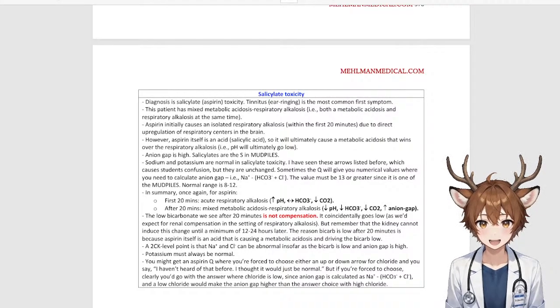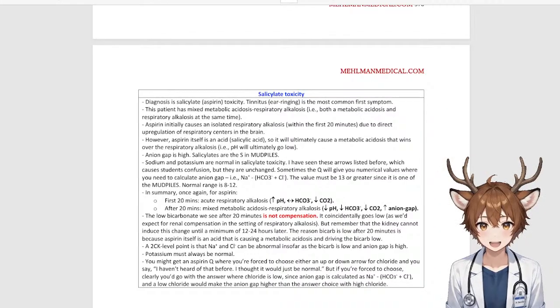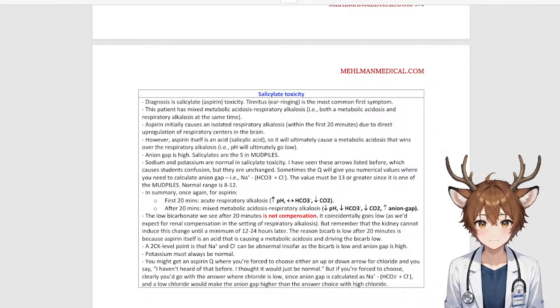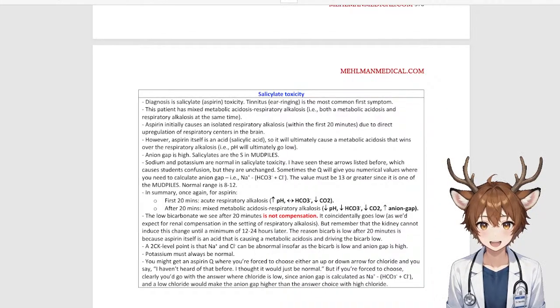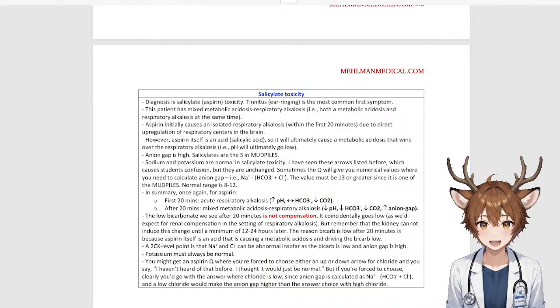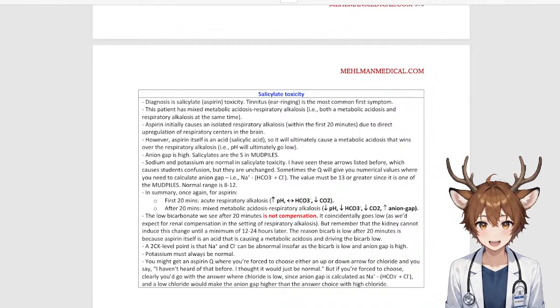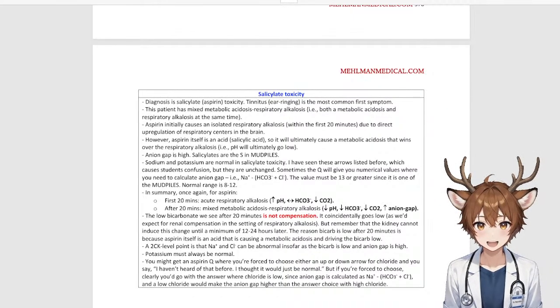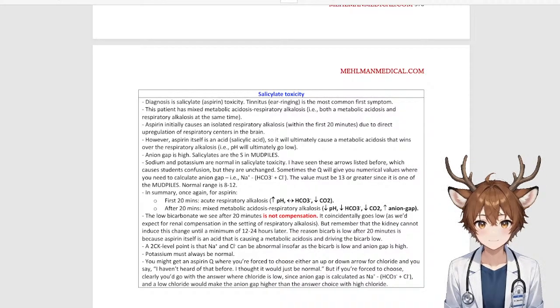So aspirin initially causes an isolated respiratory alkalosis within the first 20 minutes due to the direct upregulation of respiratory centers in the brain. However, aspirin itself is an acid, salicylic acid, so it will ultimately cause a metabolic acidosis that wins over the respiratory alkalosis, that is to say, pH will ultimately go low. And keep in mind, it's not a compensation. Neither of these are compensation mechanisms of the other. They are happening simultaneously from the same drug. Makes sense? Not compensatory. They're overlapping disorders.